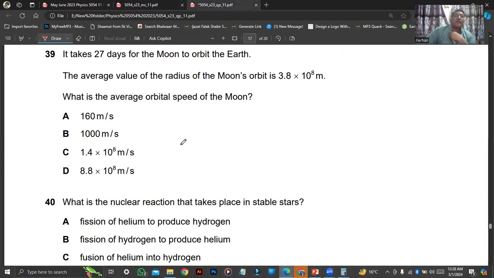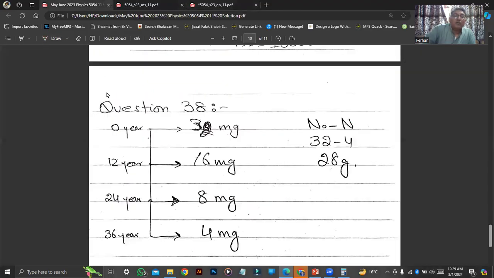Question number 39. It says it takes 27 days for the moon to orbit the Earth. The average value for the radius of the moon's orbit is 3.8 expo 8 meter. What is the average orbital speed of the moon? The formula for the orbital speed is 2 pi r divided by t, where the r is the radius of the orbit of the moon and t is the time in seconds in which it completes its orbit.